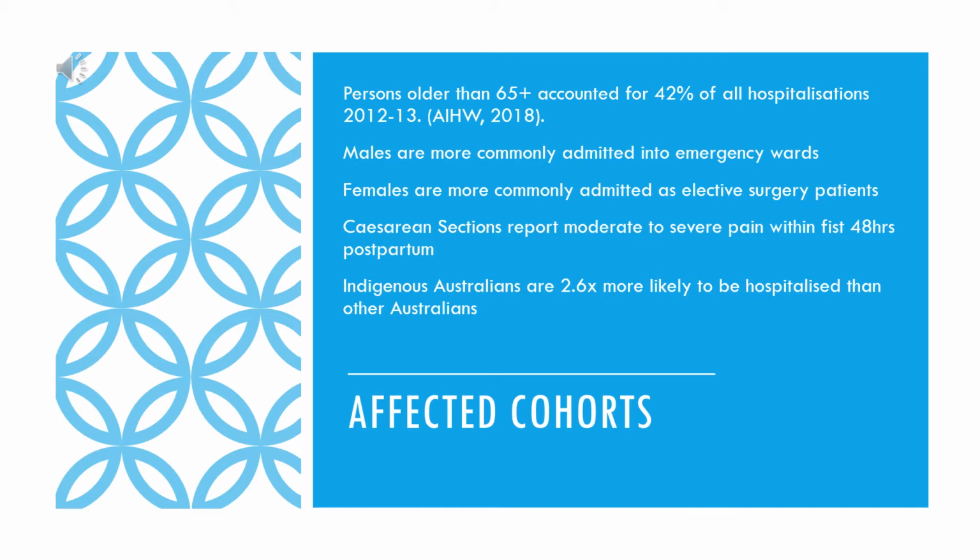Statistically, the male demographic is more commonly admitted for emergency hospitalizations, while females are commonly more admitted as elective patients and during pregnancy admit for cesarean sections. The indigenous population are 2.6 times more likely to be admitted to hospitals than other Australians. Having the ability to collect this data, healthcare services should orientate their services to cater for these demographics.